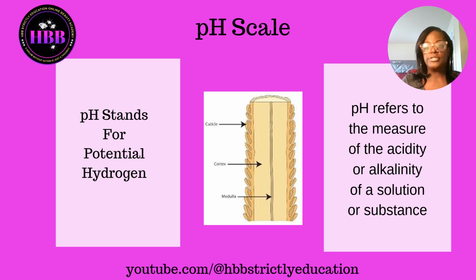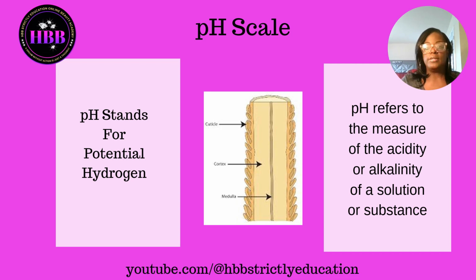pH stands for potential hydrogen. pH refers to the measure of the acidity or alkalinity of a solution or a substance. So chemical solutions raise the pH of the hair to an alkaline state. All right, this will open the cuticle layer so that the solution can reach the cortex.